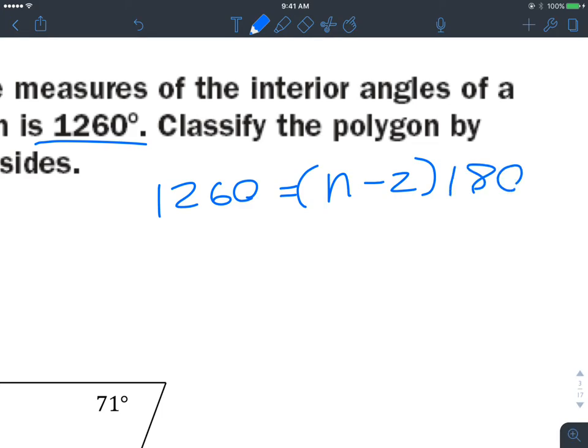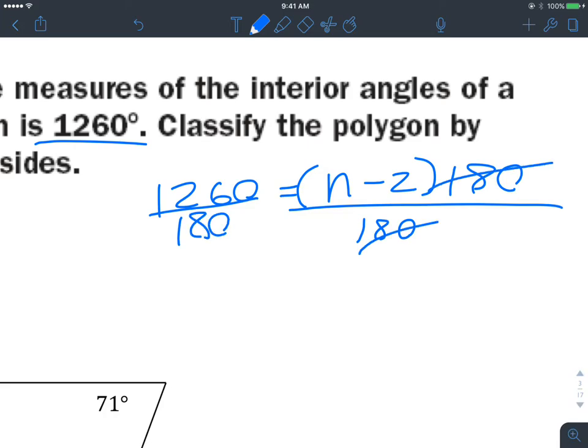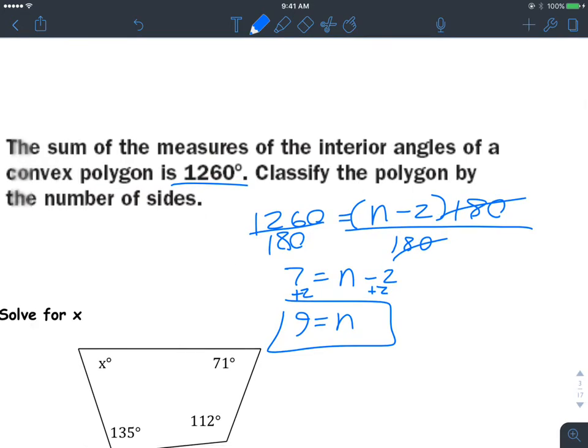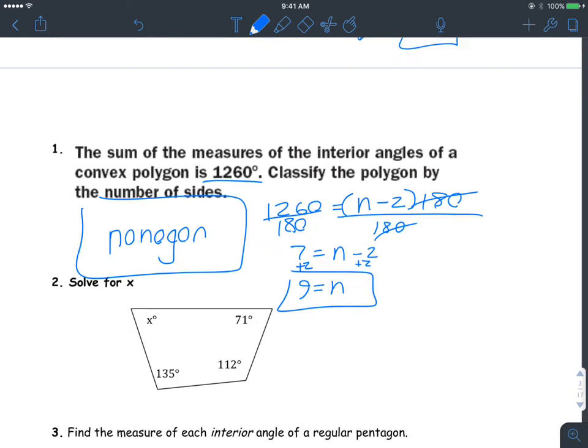Now there's two different ways you can do this. You can go through and distribute the 180 there, but in my opinion it's a little bit easier to, instead of multiplying everything by 180, divide both sides by 180 so I don't have to distribute. So I'll cancel out the 180s over there, and then we'll go 1260 divided by 180. That gives me 7, but that doesn't mean I have 7 sides. That means n minus 2 equals 7. So I'd have to add 2 to both sides, and n actually equals 9. Then it says classify the polygon, so we'd say it's a nonagon. And then there you go.